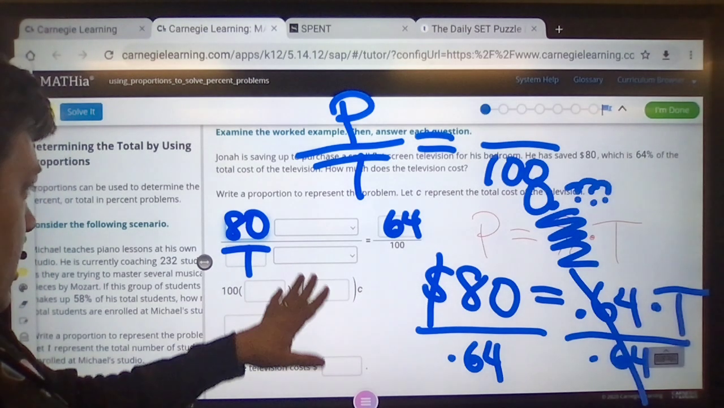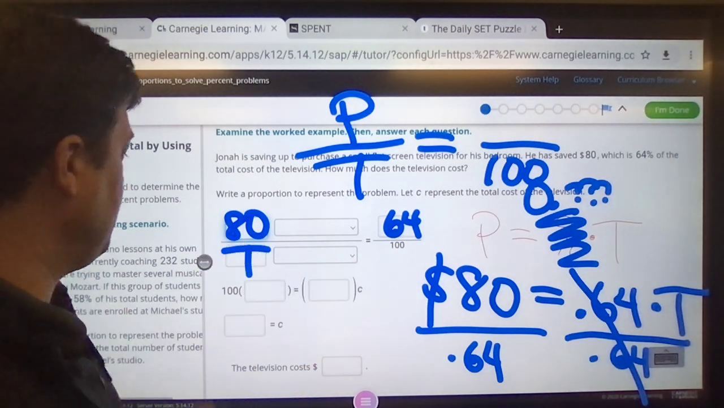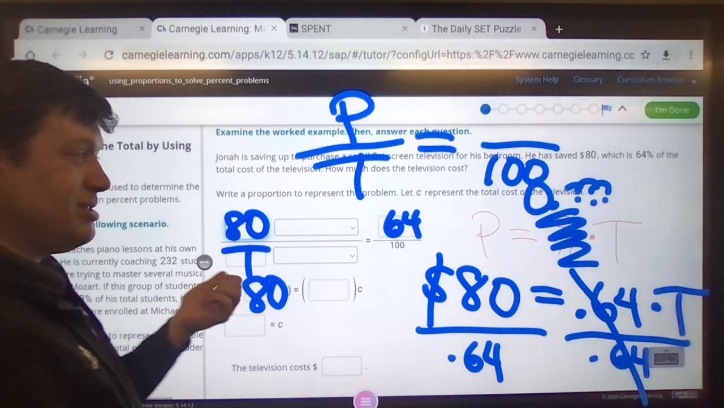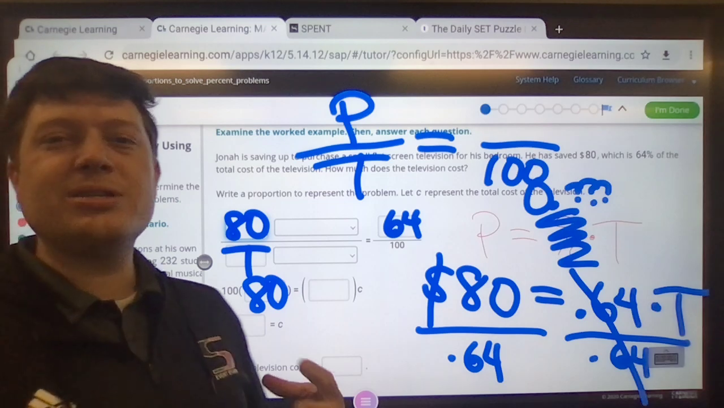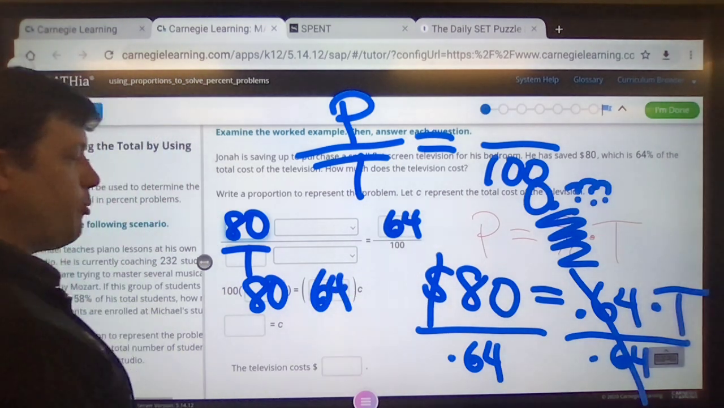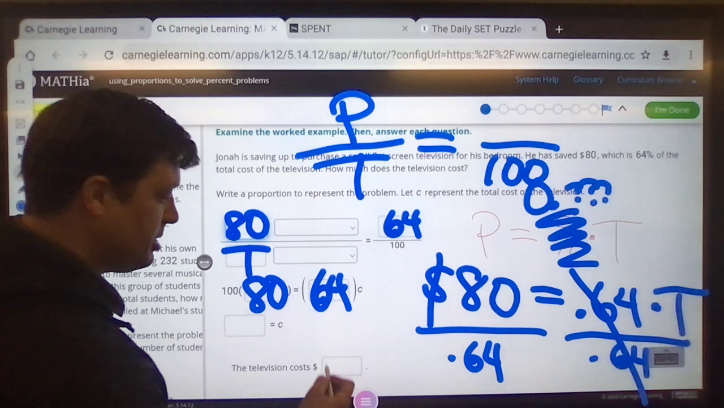So then what they did is a little cross multiply, it looks like. It looks like they took 100 times the 80 and they took the 64 times the, well, C. Oh, they're using C for cost, not T. Roll with it. Then we end up taking this amount and dividing. It will ultimately result in 125.